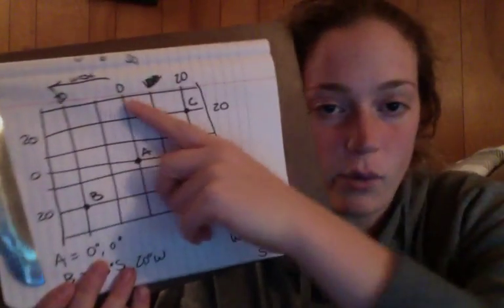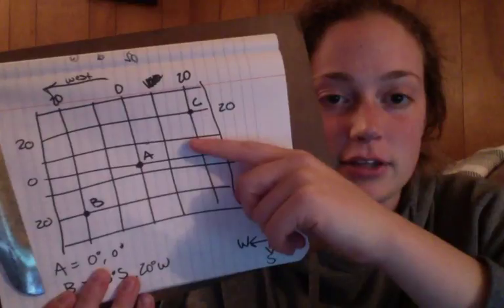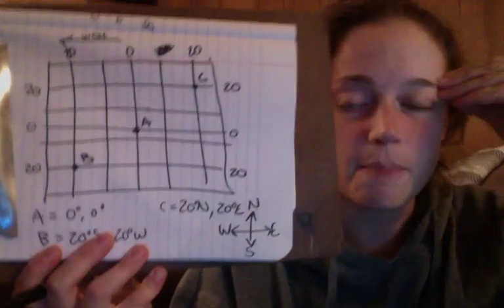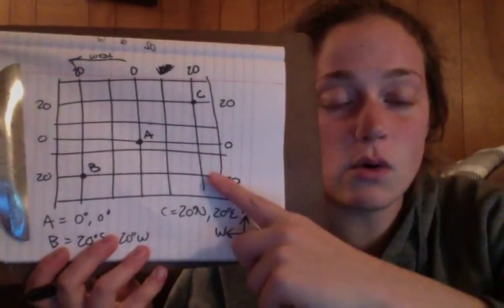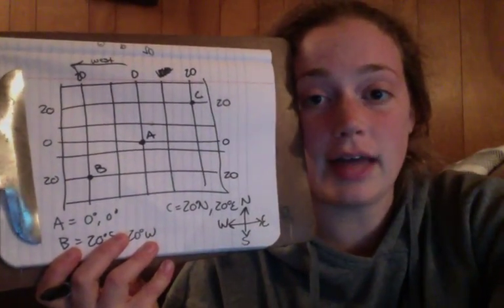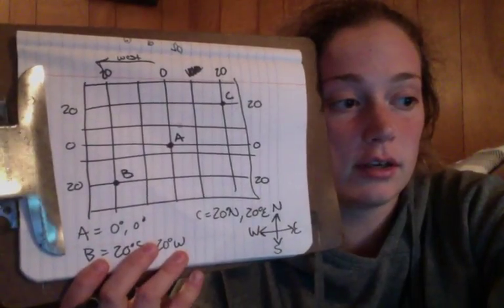So let's look at point C up here. Again, it's on a 20 and a 20. We just have to figure out the right direction. Hopefully you figured out that C is at 20 degrees north and 20 degrees east using what I just went over. So any other questions, or should I move on to a latitude and longitude question?